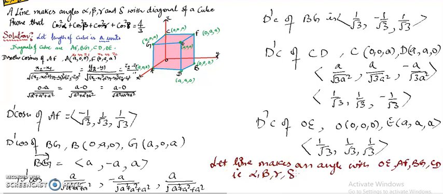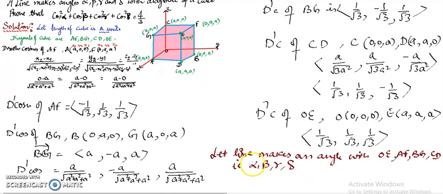Whenever a line makes an angle, we most probably take cos alpha, cos beta, cos gamma. Therefore, the angles will be cos alpha, cos beta, cos gamma and cos delta. So these are the four angles which the line makes with the diagonals. Because this is a 3D figure, I am unable to draw it.